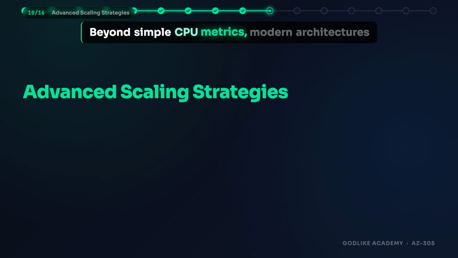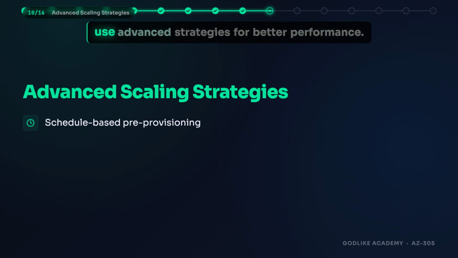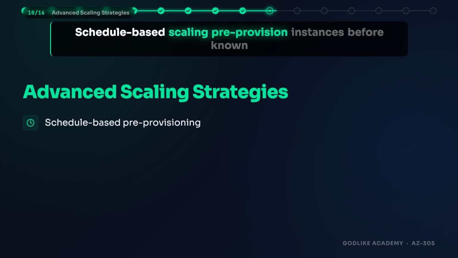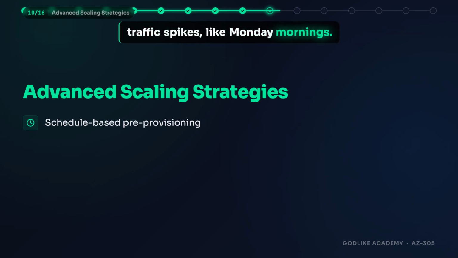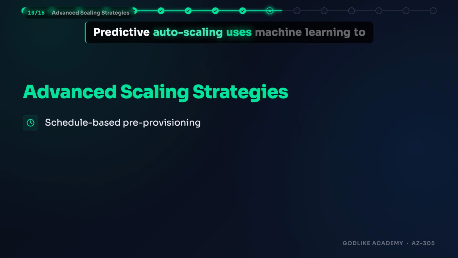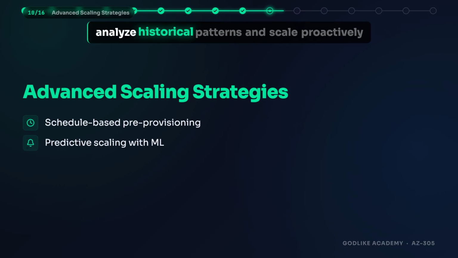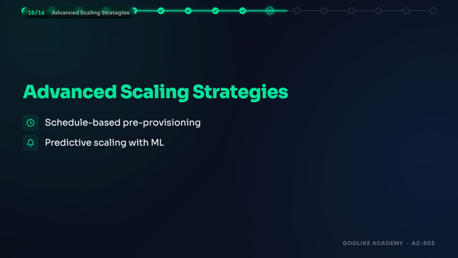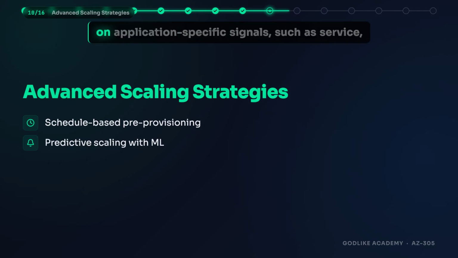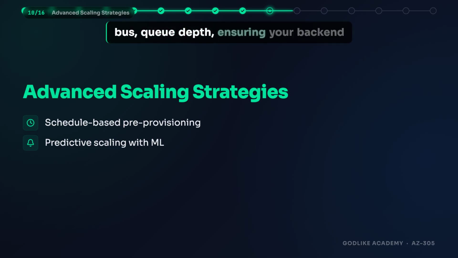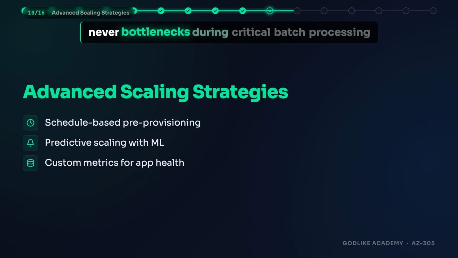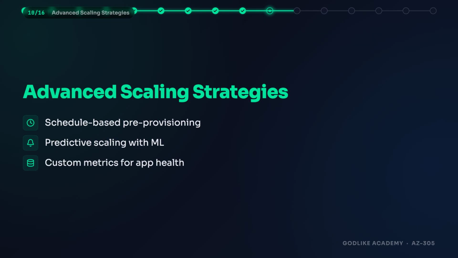Beyond simple CPU metrics, modern architectures use advanced strategies for better performance. Schedule-based scaling pre-provisions instances before known traffic spikes, like Monday mornings. Predictive autoscaling uses machine learning to analyze historical patterns and scale proactively before demand hits. Custom metrics let you scale based on application-specific signals, such as service bus queue depth, ensuring your backend never bottlenecks during critical batch processing windows.